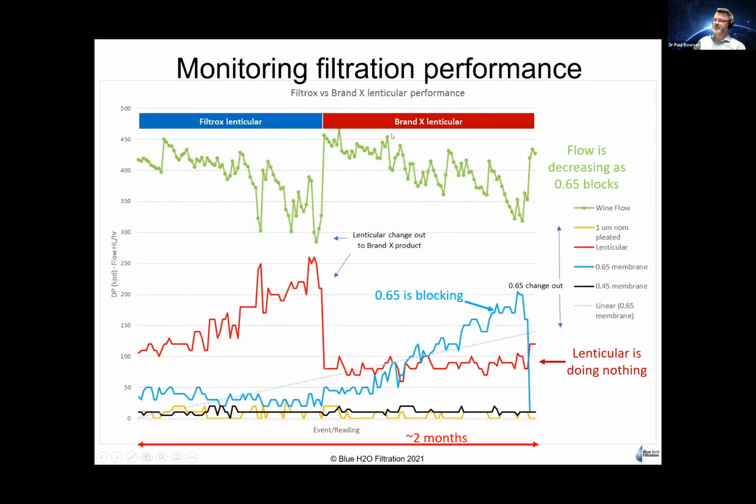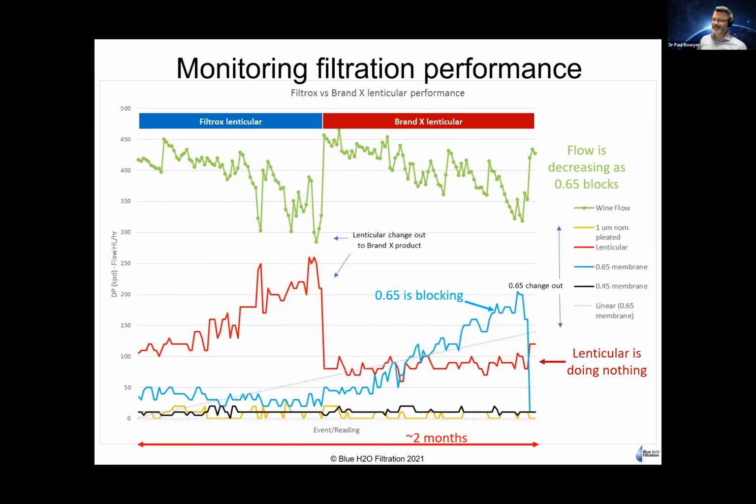When it was changed out to a different brand, in this case, if you look at what happened on the red trace over the course of the next month, there was no increase in pressure. And that is very strongly indicative of a problem, because you always want the cheapest filter to be doing the most work, not anything subsequent, which in this case is the membrane.